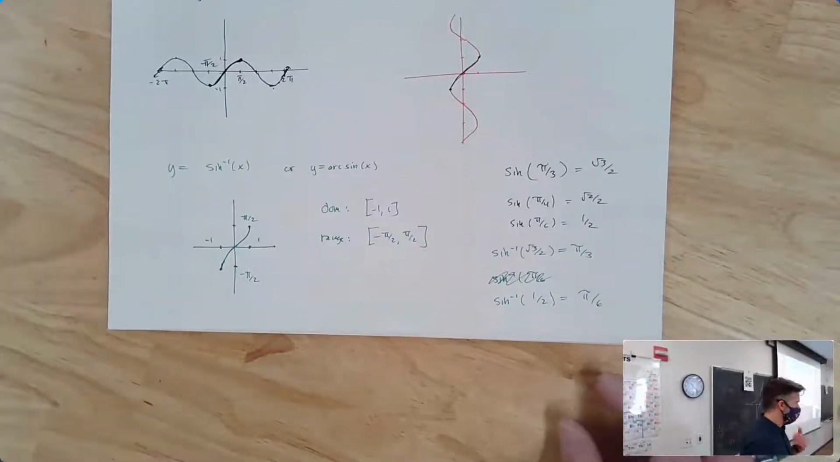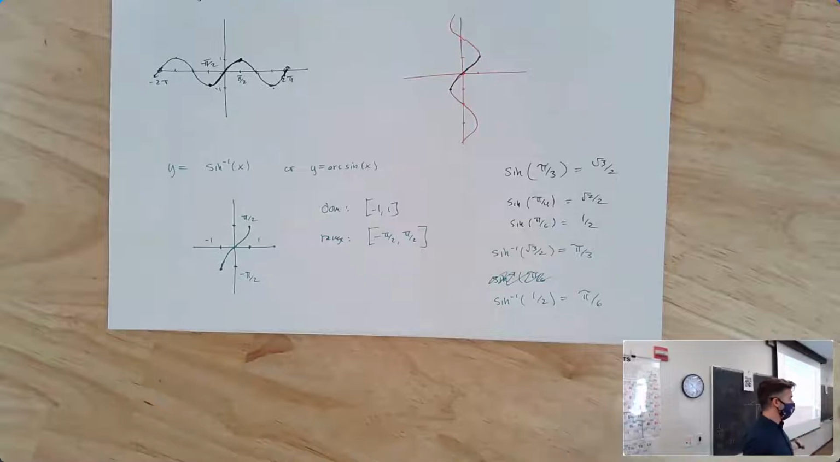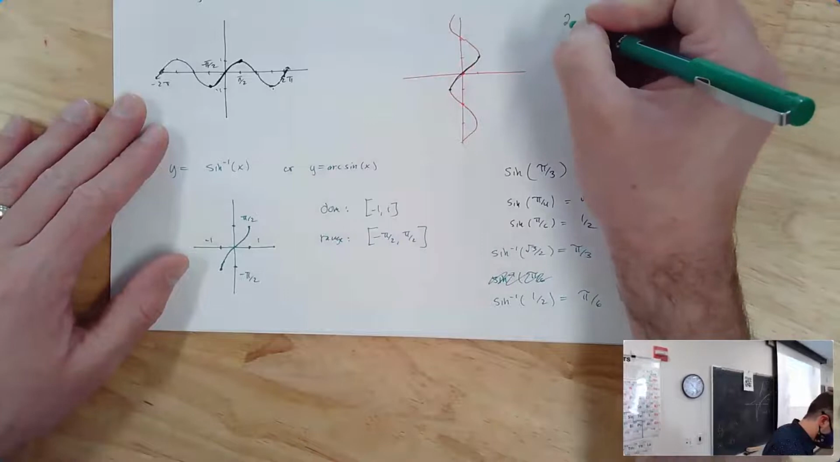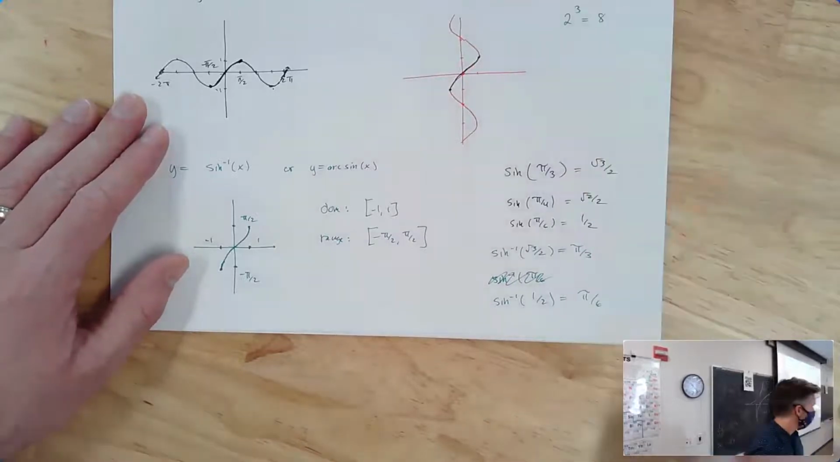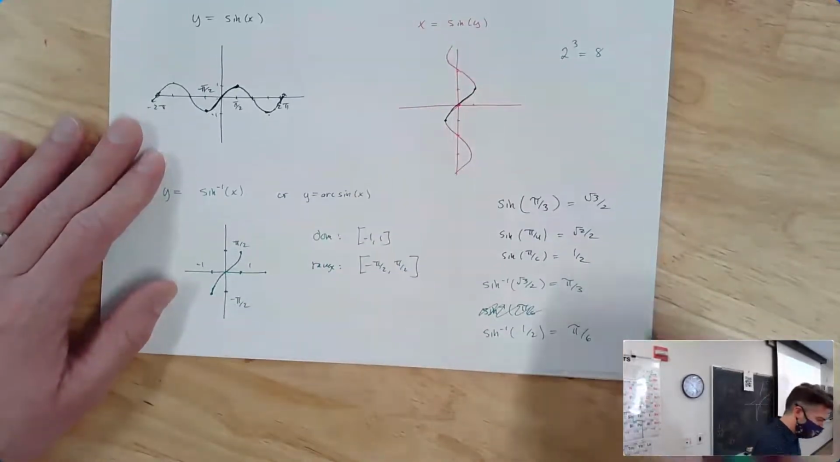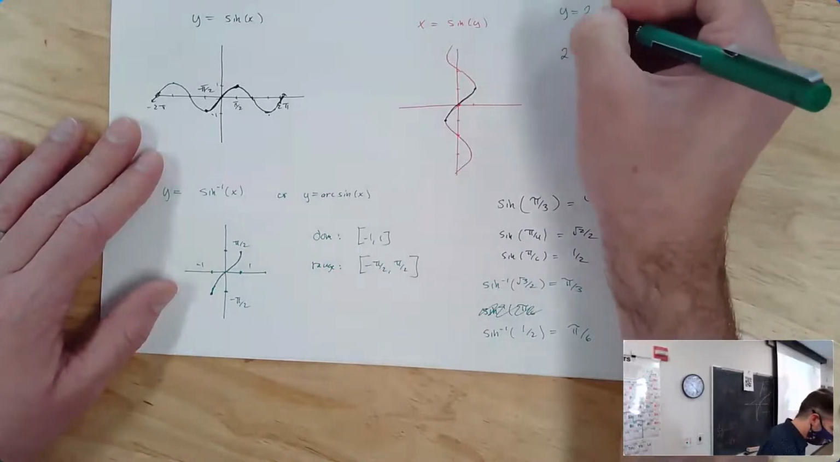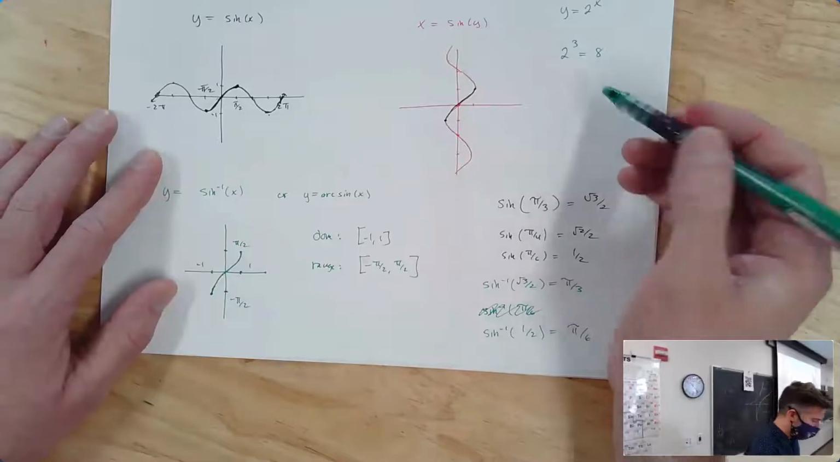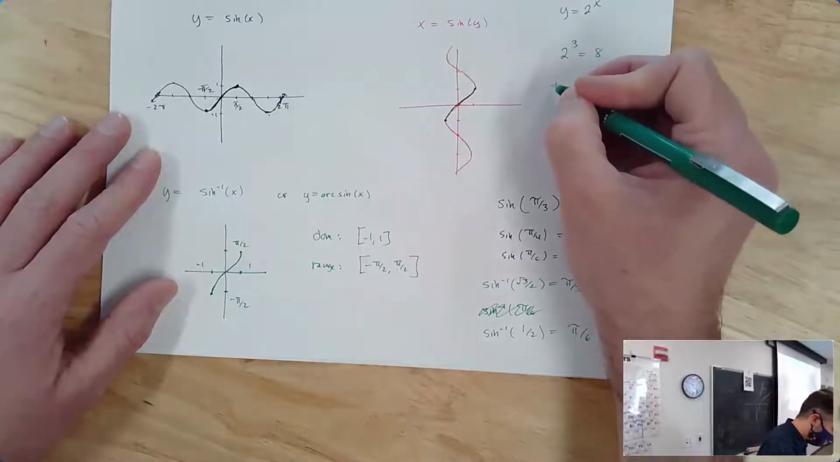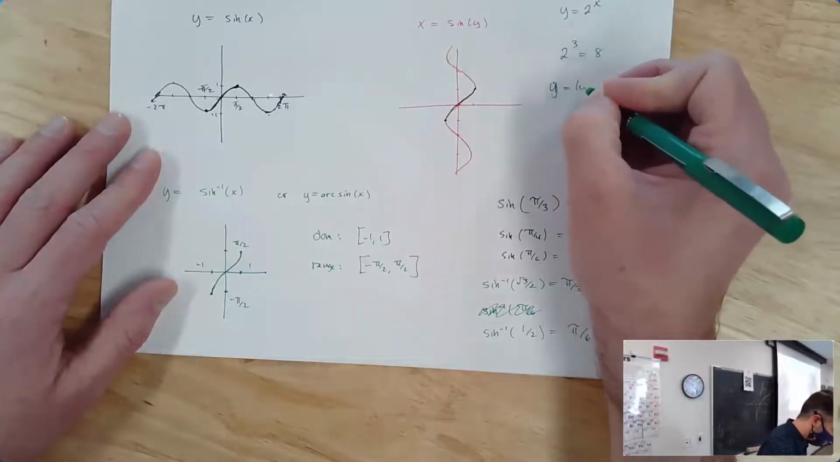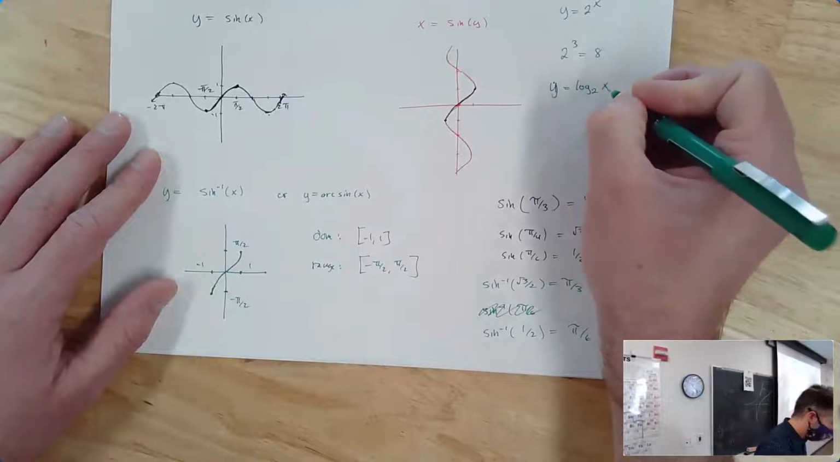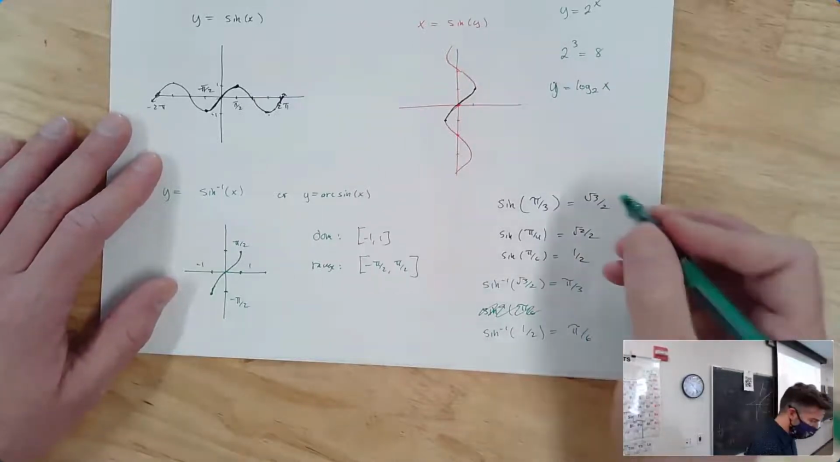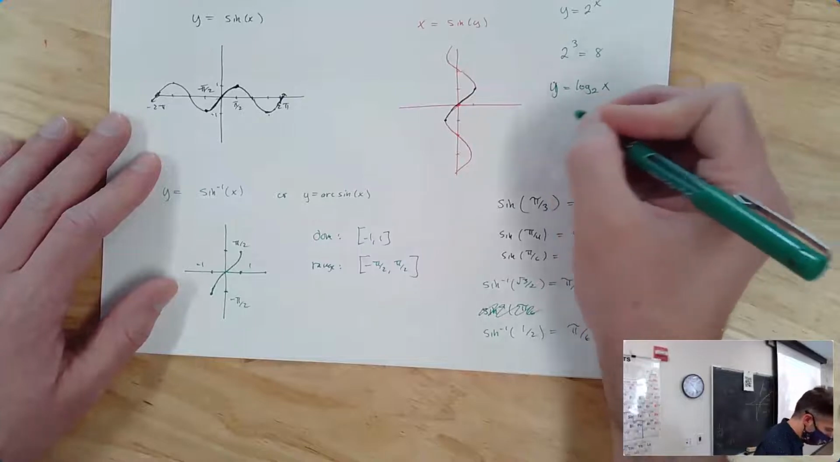I kind of like to liken it to exponential functions and logarithmic functions. We know that 2 to the 3rd is equal to 8. I'm thinking of my function as y equal to 2 to the x. So here the input is 3 and the output is 8. And the logarithmic function, y equal to log base 2 of x, inverts that. Now my input is 8 and my output is 3.